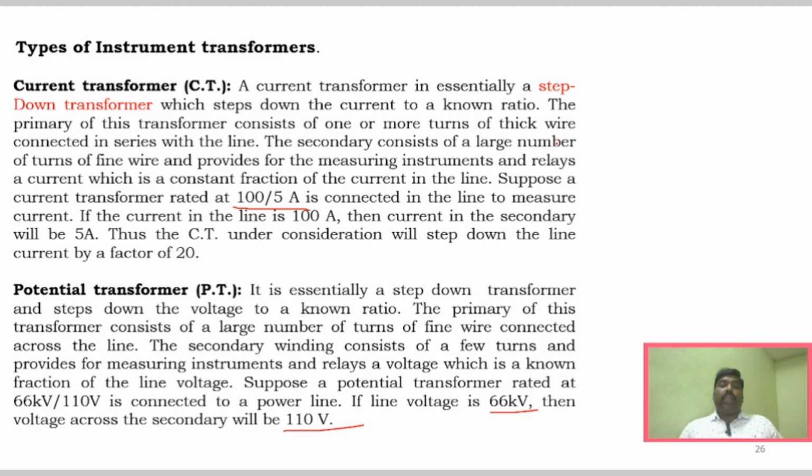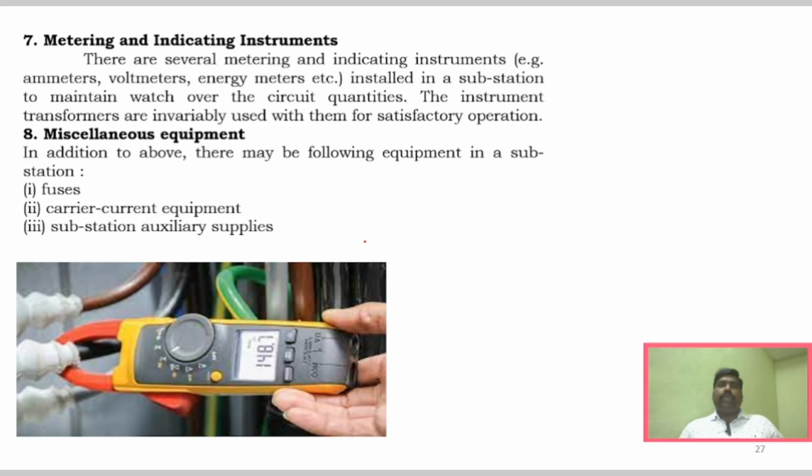And the construction I already explained: in the current transformer the primary will have only a few turns, whereas the secondary will have more turns, whereas in the potential transformer you will have more turns on the primary side and the secondary will have fewer turns, right? And for the other miscellaneous instruments, we will use metering and indicating instruments, where we will use ammeters, voltmeters, right, and other circuits installed in substations, and miscellaneous equipments like fuses, carrier current equipment, and substation auxiliaries, right. So all these are very important components used in transformer substations, right.